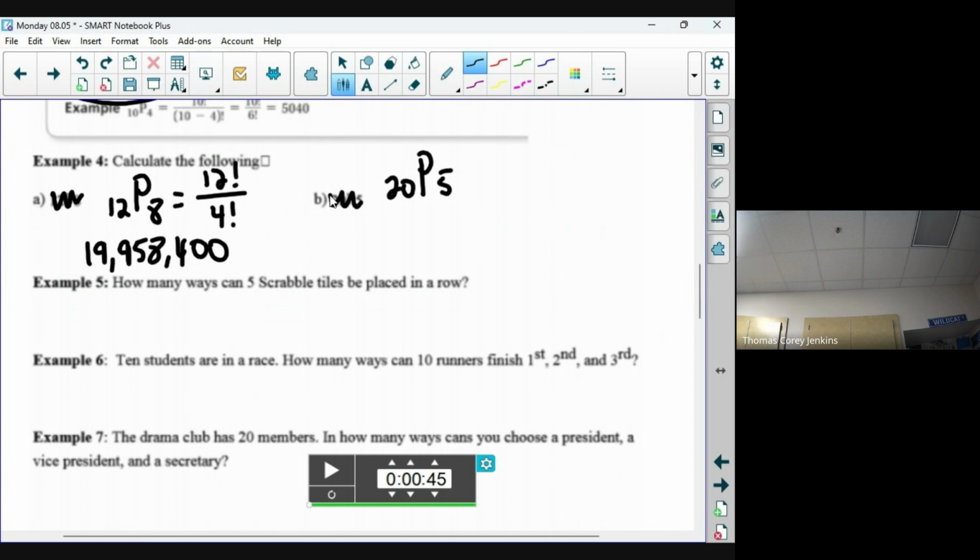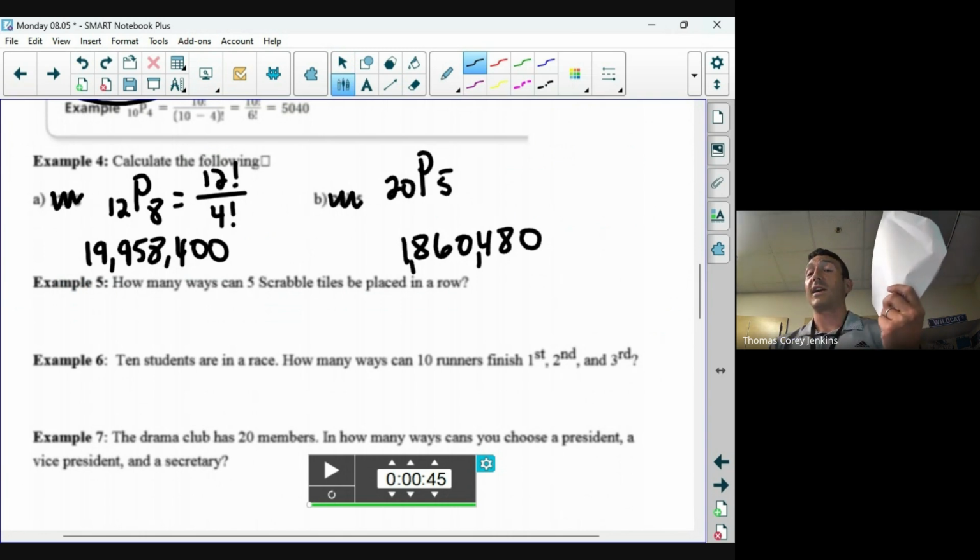This number, just if you're wondering if it's right before you write it down, is in the millions, and it's closer to 2 million than 1 million. So if you got a number like that, then you got it. About 10 more seconds. All right, that number is 1,860,480. So 1.86 million.